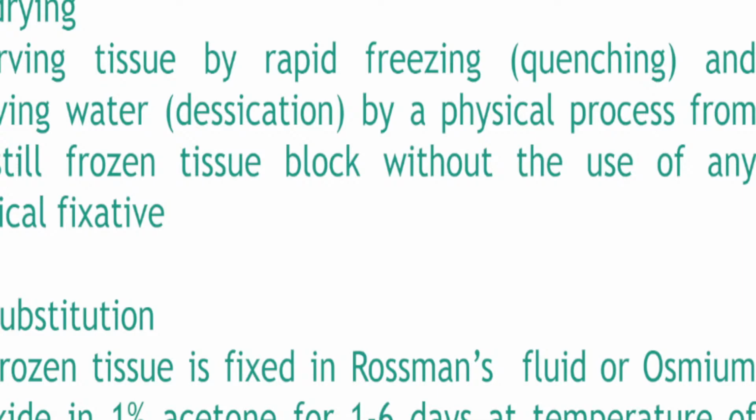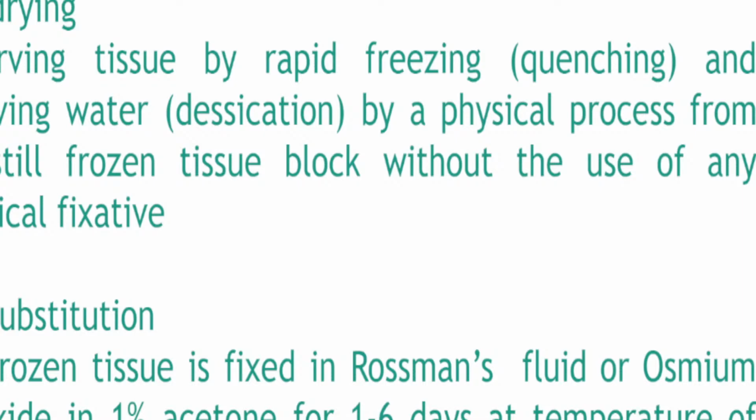We can also use freeze substitution using Rossman's fluid or osmium tetroxide in 1% acetone for 1 to 6 days. This is not very important. This is not used clinically. This is what museums use. Freeze substitution and fresh frozen tissue sectioning. So these are the things that you can do if chemical fixation is avoided.